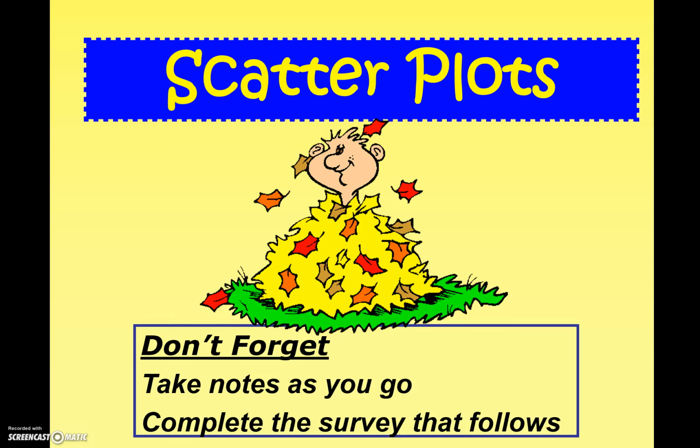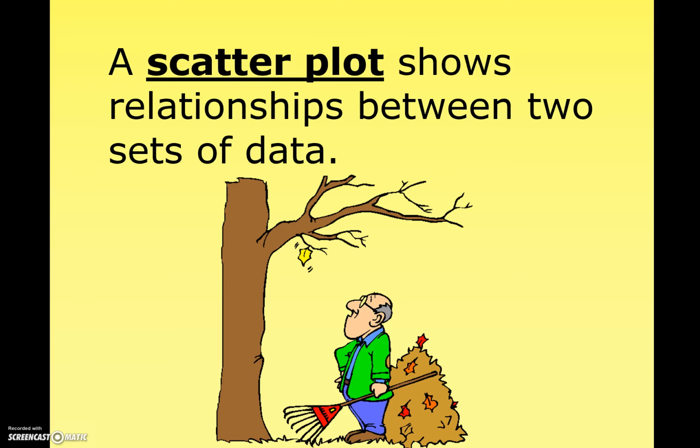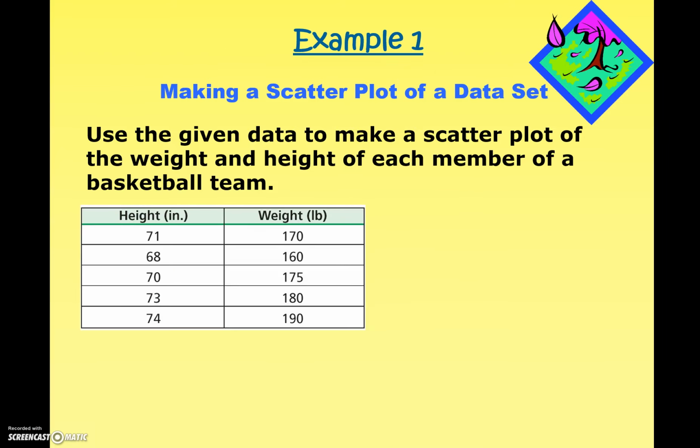So there's a reason we're doing scatter plots within this unit: we're focusing on something called the line of best fit. But before we get into that, let's do a little introduction on what scatter plots are. Scatter plots show relationships between two sets of data. Usually they are numerical. For example, to make a scatter plot, you're given a set of data.